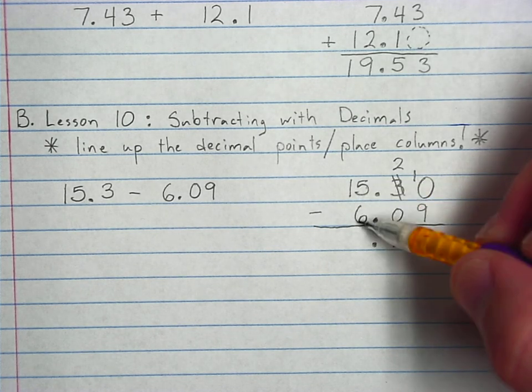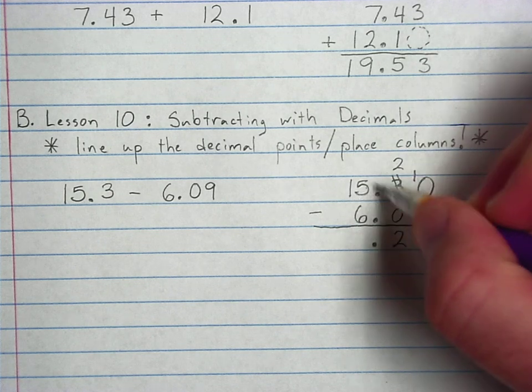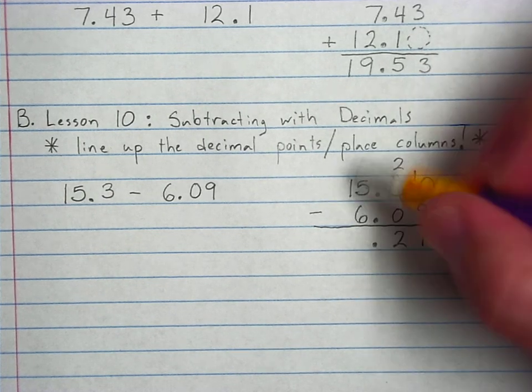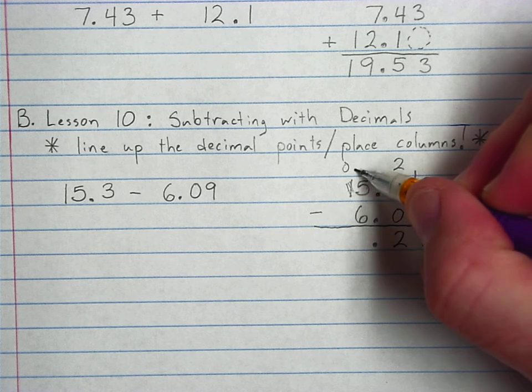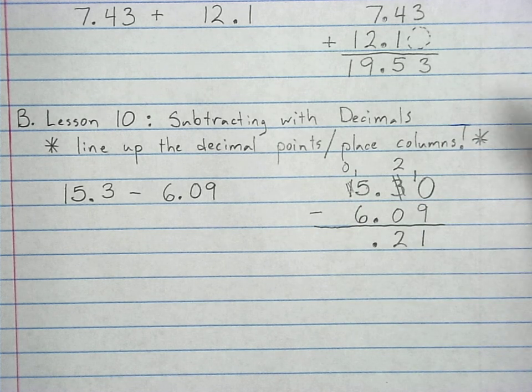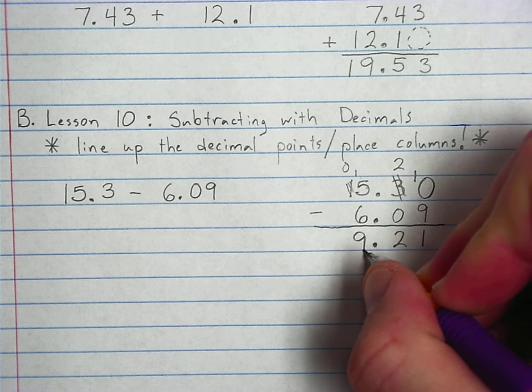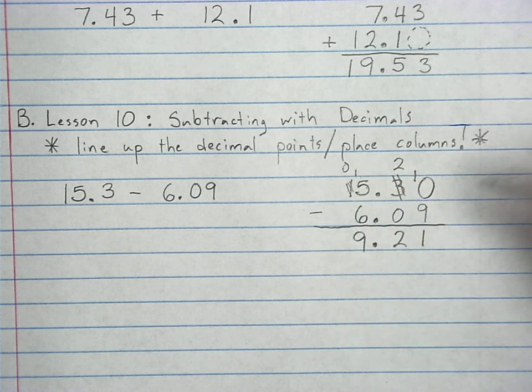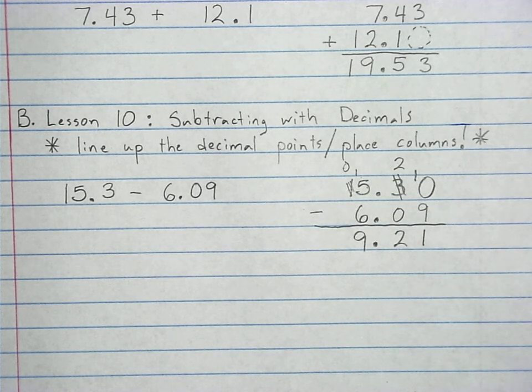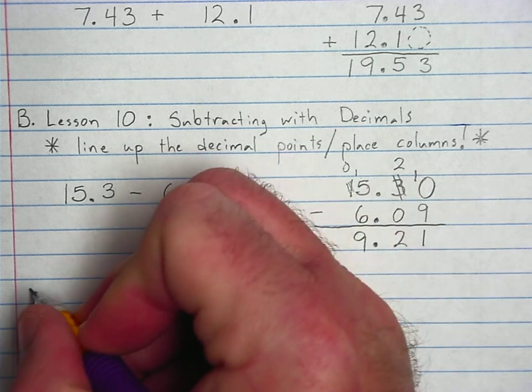All right, 5 minus 6 won't work, so I have to look at the entire 15. I can go ahead and borrow, but I mean, I haven't really changed a whole lot. 15 minus 6 is 9. 0 minus nothing is just 0. So 9 and 21 hundredths. Okay. Moving right along.